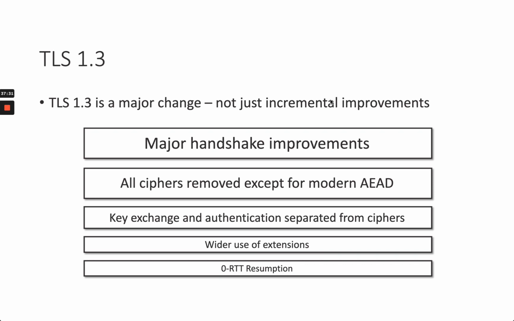So what that means is that your cipher suite won't have ECDHE and RSA written in it. It will just be AES. And then the information on the key exchange and the authentication are sent separately as extensions. It's an implementation issue more than anything else, really. Not hugely important. Much wider use of extensions for things like that. And finally, there's a neat trick called zero round trip time resumption, which I'll talk about in a moment.